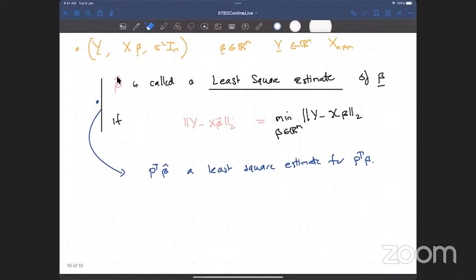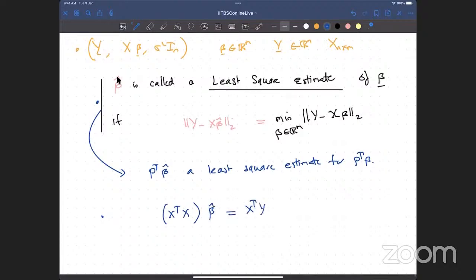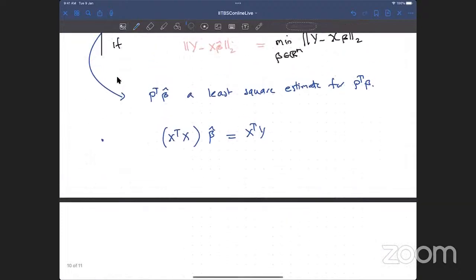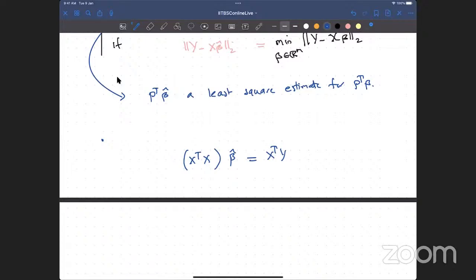That is, beta hat is the solution to X transpose X beta hat equals X transpose Y, right? This you have seen also, I think, in the class earlier. That is, beta hat actually solves it, so beta hat is a solution to this.